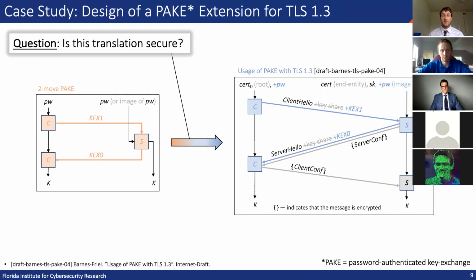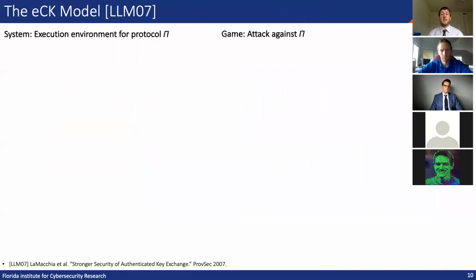But what about security? The hope here is that at the very least, this usage of the PAKE is no less secure than the PAKE itself. In other words, whatever security property has been proven for the PAKE should also hold for the PAKE extension. So let me now dive into what is the intended security goal for this class of protocol. And here I'll describe the extended Canetti-Krawczyk model for authenticated key exchange. And I'm going to define it in terms of 2 core components. The execution environment, which formalizes the interaction of the adversary with honest parties, and the game, which will formalize the adversary's objective in attacking the protocol.